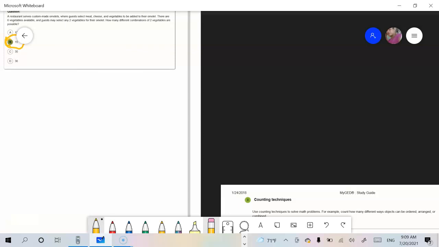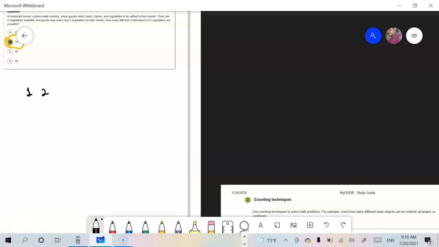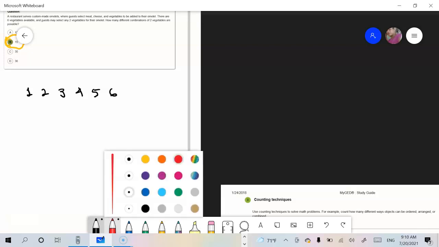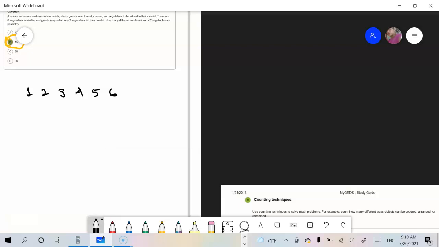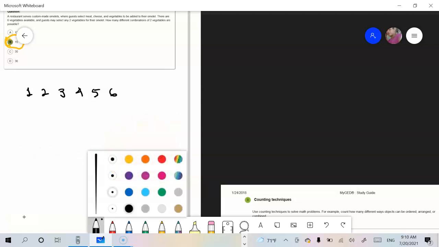We've got 6 vegetables, so I'm going to draw them here. We have vegetable number 1, 2, 3, 4, 5, and 6, and we are going to combine them in groups of 2. So vegetable number 1, I'm going to combine in groups of 2.